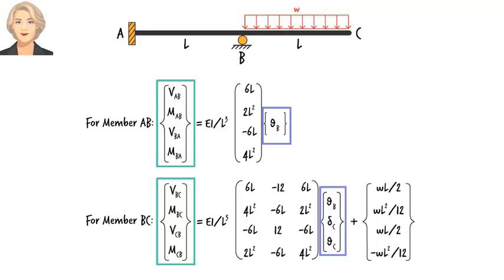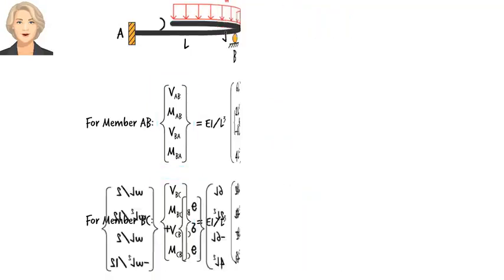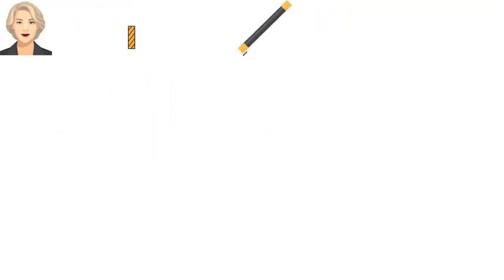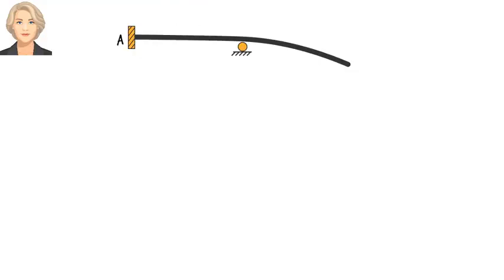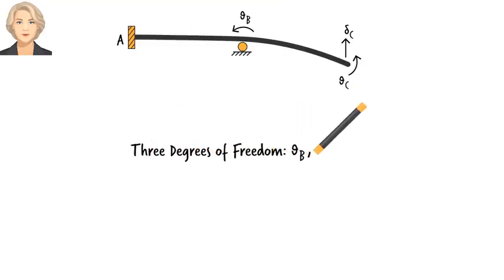Now, let's turn our attention to joint equilibrium equations. For this beam, we have a total of 3 unknowns: theta B, delta C, and theta C. We say that the beam has 3 degrees of freedom. How many equations do we need for finding the unknowns? We need 3 of them, 1 equation per degree of freedom.